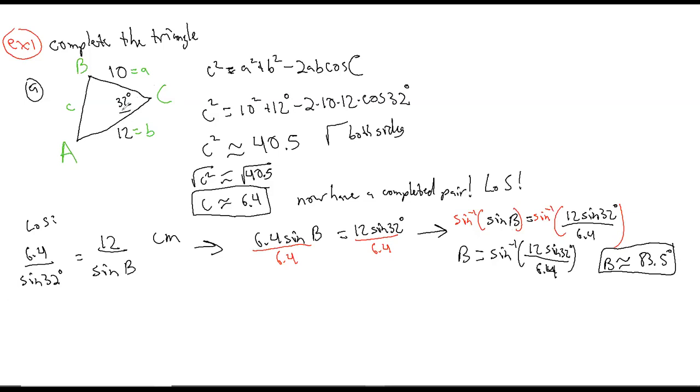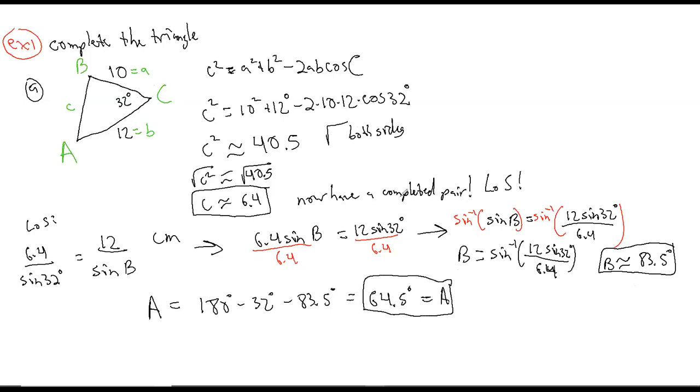Once we know two angles, which we have the 32, we have the 83.5, we can find the third angle by doing 180 minus those. So angle A is 180 degrees minus 32 degrees minus 83.5 degrees. It's 148 minus 83.5 is 64.5. So that is angle A. So that is how we use the law of sines for a side angle side case.